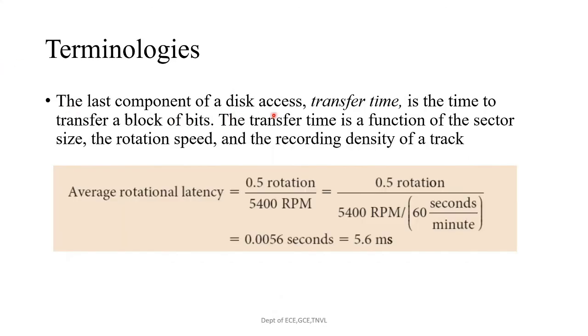So, the last component of a disk access is the transfer time, that is, the time to transfer a block of bits. The transfer time is a function of the sector size, the rotation speed, and the recording density of a track. So it depends on three factors: the sector size, the rotation speed, and the recording density of a track. The average rotational latency can be given by 0.5 rotation.